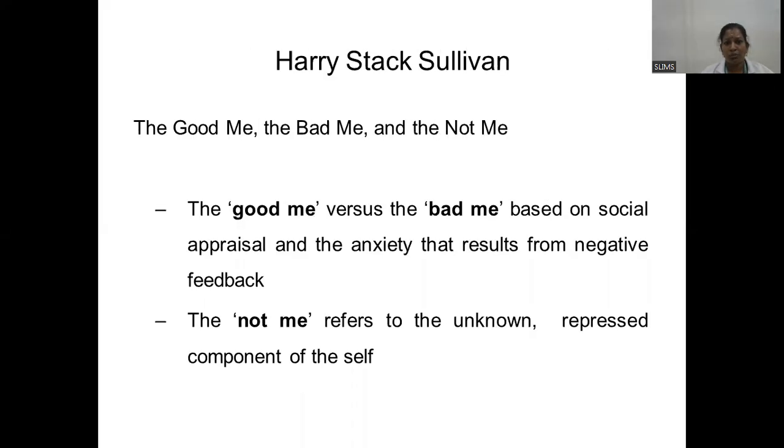Next, the good me, the bad me, or not me. The first one is the good me versus the bad me, based on social appraisal and the anxiety that results from negative feedback. The not me refers to the unknown, repressed components of self.